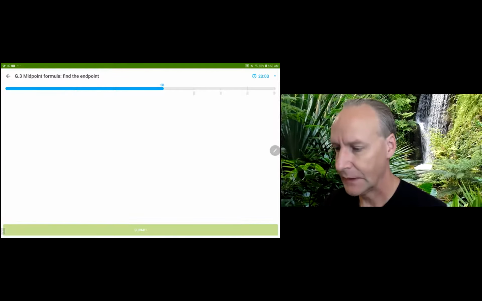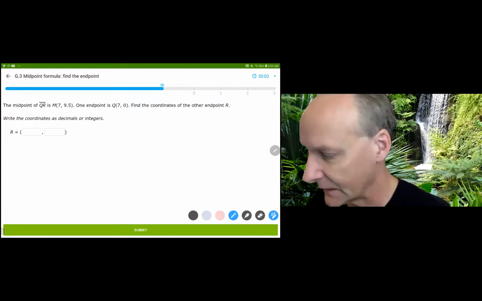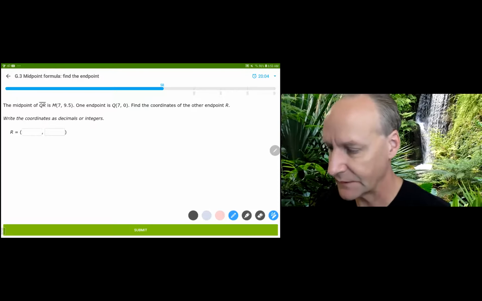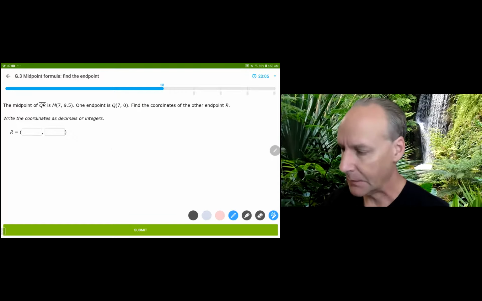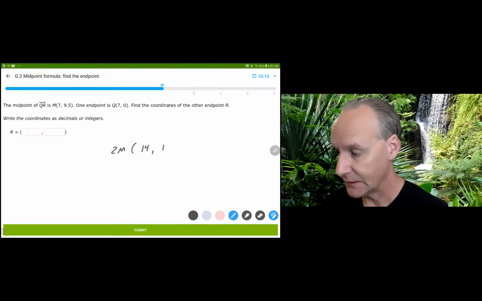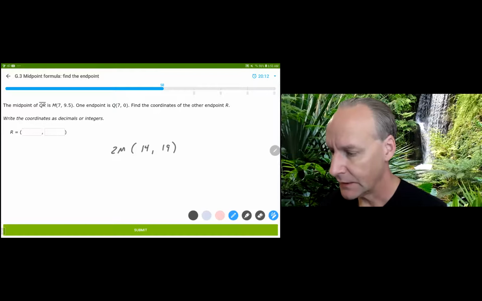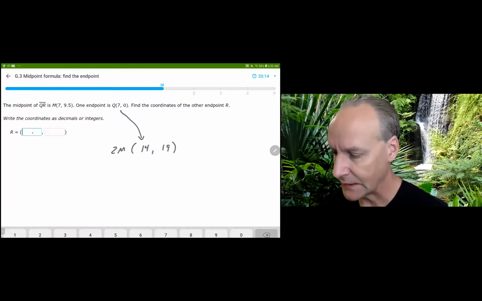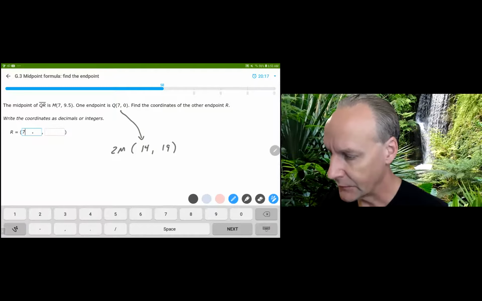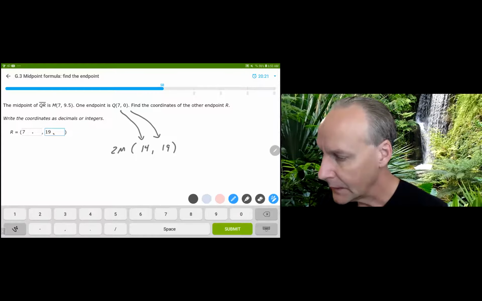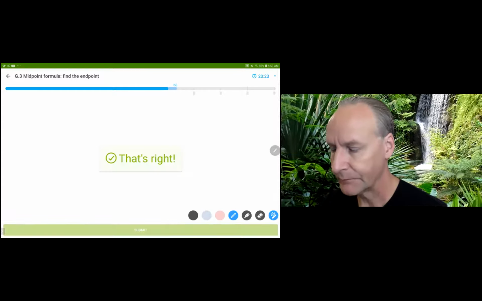Sorry about that. But we'll make it a little bit nicer this time. I'm going to make sure I don't make a mistake this time. So double my midpoint, 2m, is 14 and 19. I know it's right now. And to get from 7 to 14, I need to add 7. And to get from 0 to 19, I need to add 19. And that will give me my coordinates.